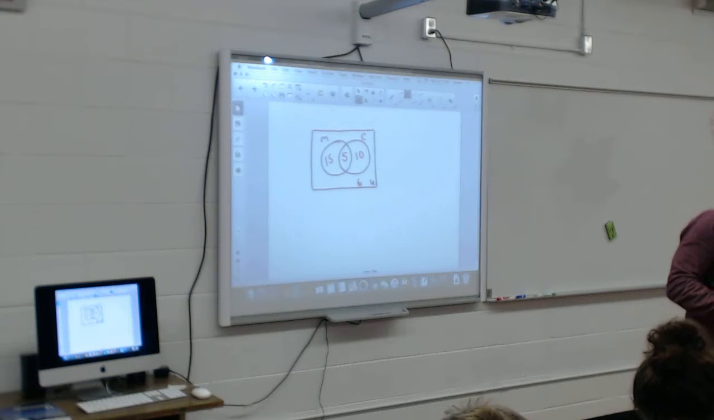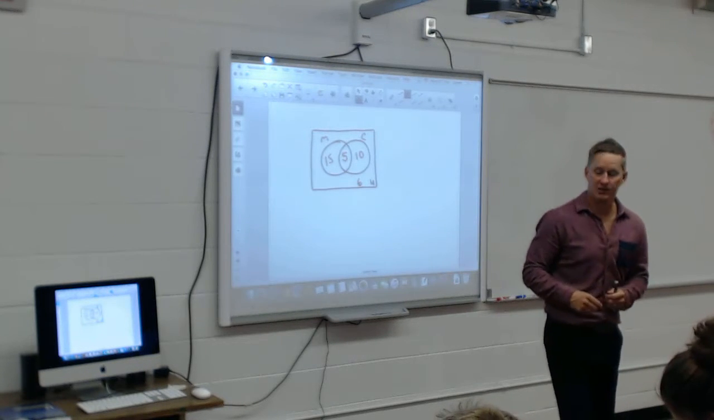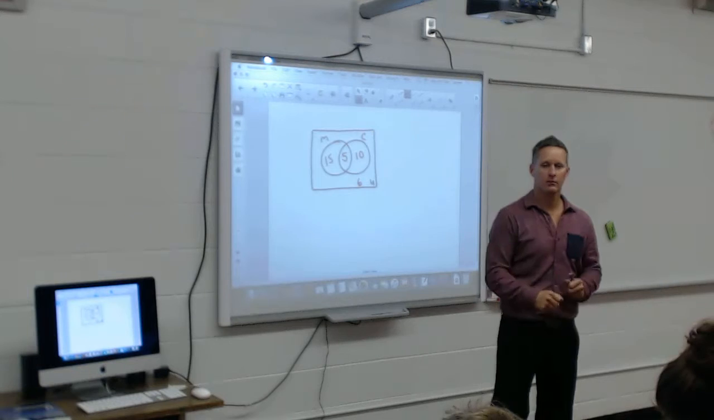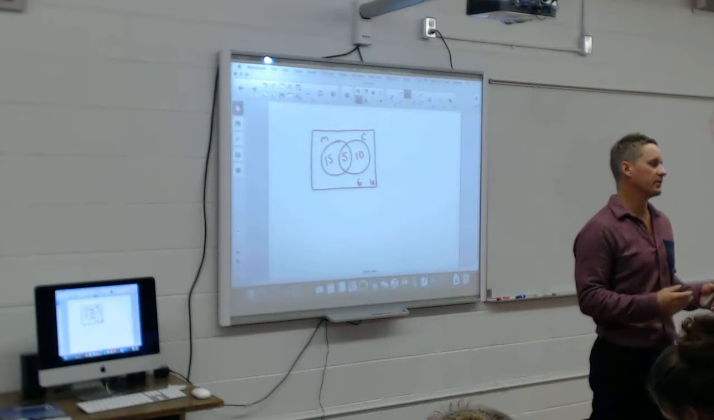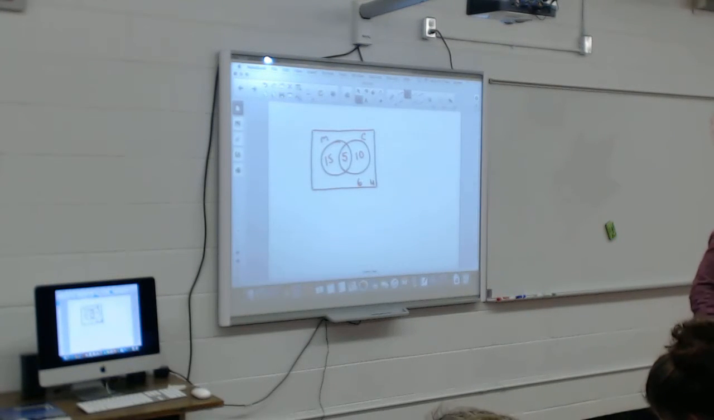So what actually happens here, and this is an easy one because it's only 2 circles. We're going to work with 3 circles. You find the middle always. The A and B and C. You always find the middle first. And then you work with the individual ones.